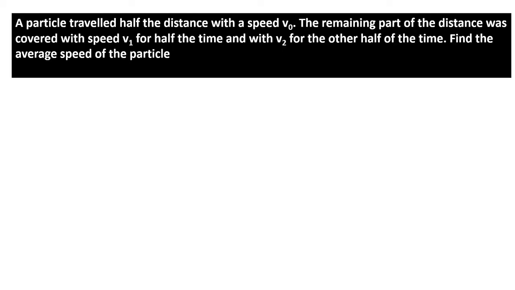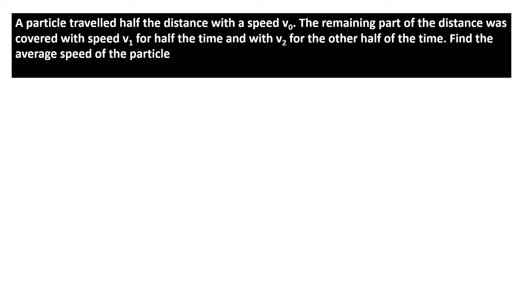Now we have the next question. A particle traveled half of the distance with speed v0. The remaining part of the distance was covered with v1 for half the time and v2 for the other half of the time. Find the average speed. You have to remember the formula for average speed: average speed is total distance divided by total time. Clear?